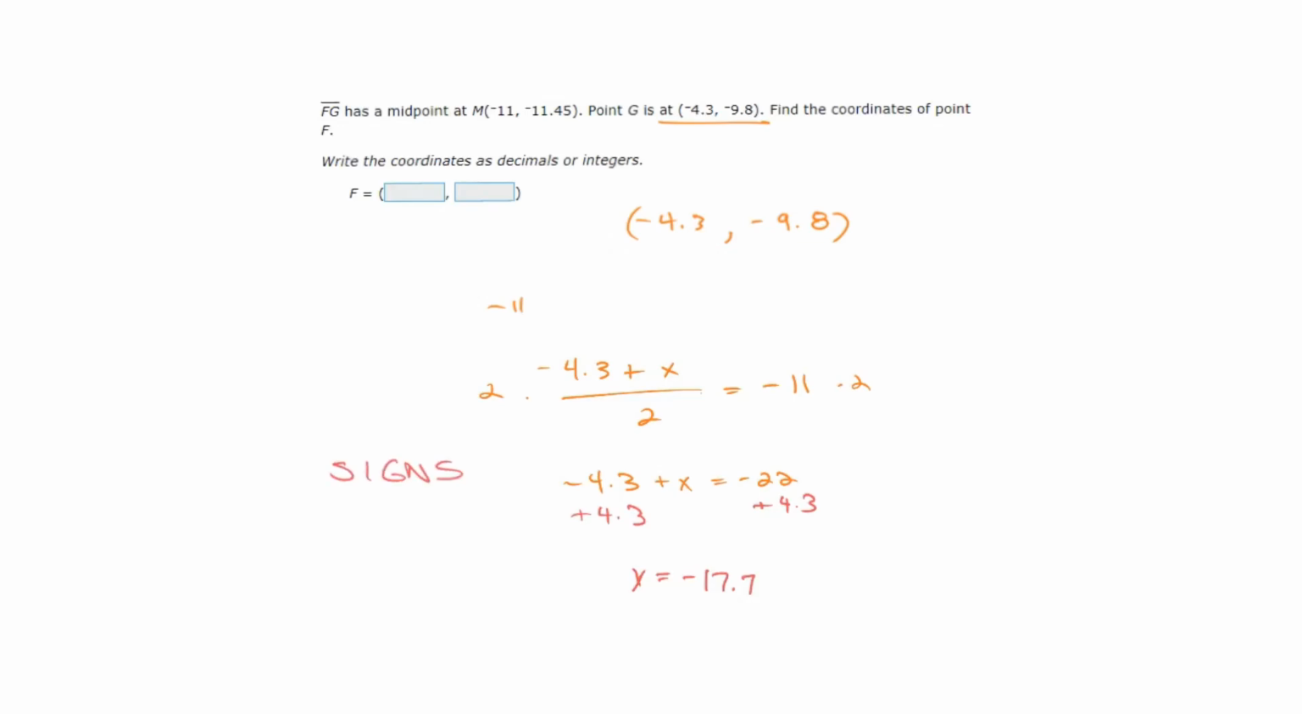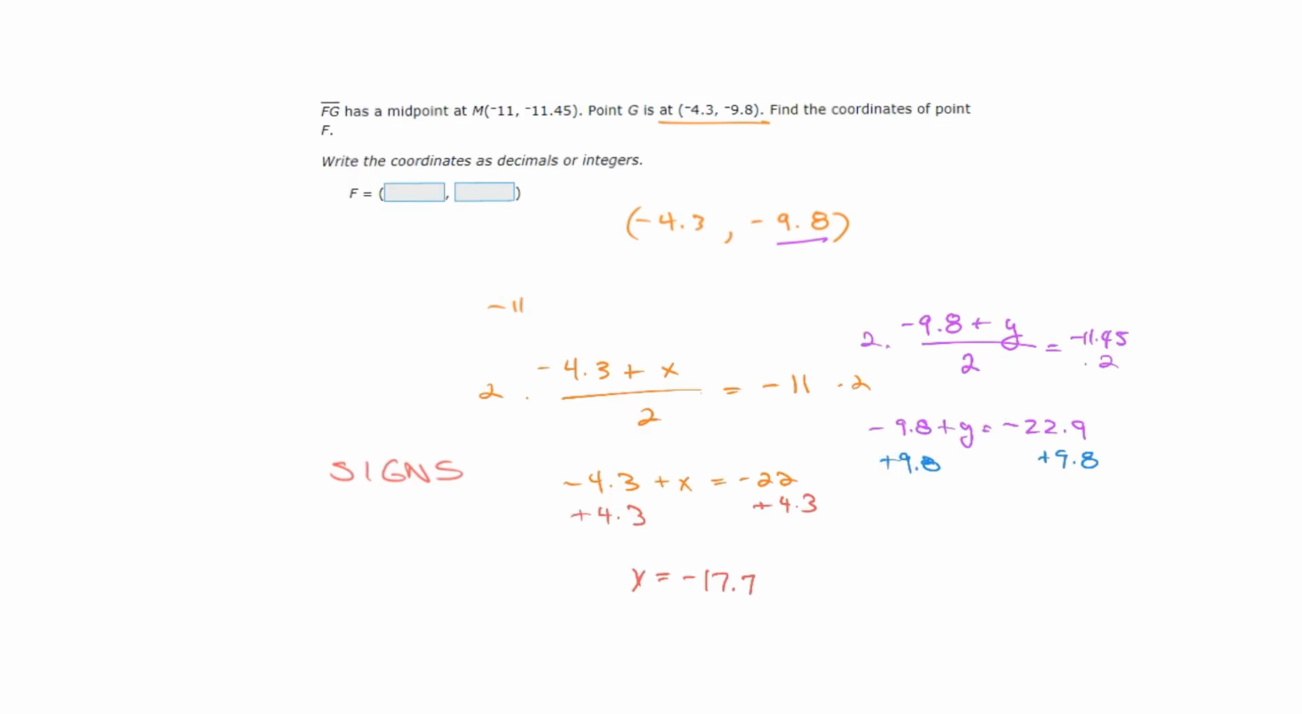And then we know we want to take a given endpoint plus the endpoint we're looking for, so the missing y, divided by 2 is going to give us our midpoint of negative 11.45. Multiply both sides by 2, negative 11.45 times 2, negative 22.9. Then you want to add the 9.8 to both sides. But remember, you have different signs here, so you're not adding these numbers. It's basically you're subtracting a positive from a negative.